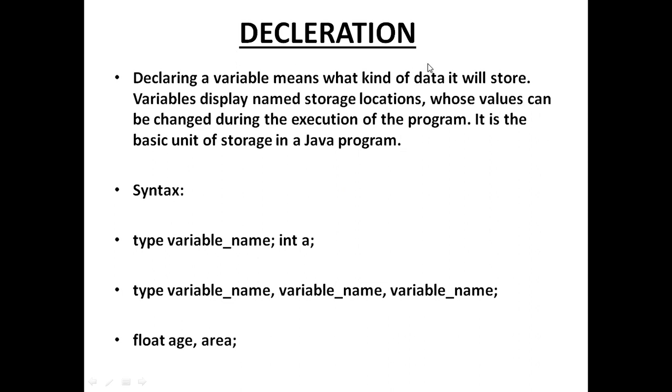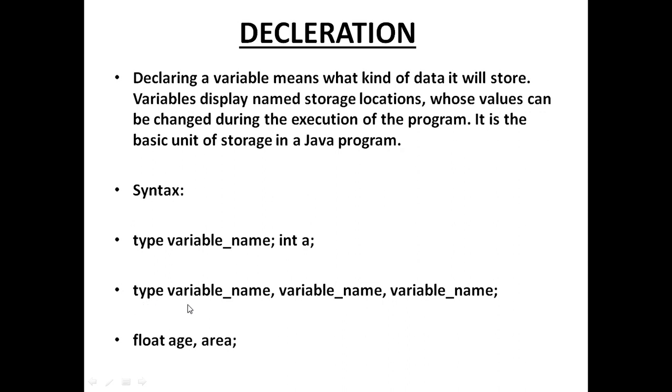Next, syntax. What is the syntax of declaration? This is the syntax: type variable name. For example, int a: int is the type, a primitive data type, and a is the variable.